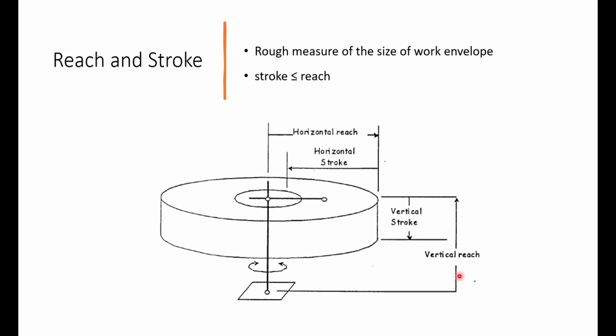The vertical reach of a robot is the maximum elevation above the work surface that the wrist mounting flange can reach, whereas vertical stroke is the total vertical distance that the wrist can travel. One of the useful characteristics of articulated robots lies in the fact that they often have a full work envelope, in the sense that the stroke equals the reach, whereas in normal cases stroke is less than reach.